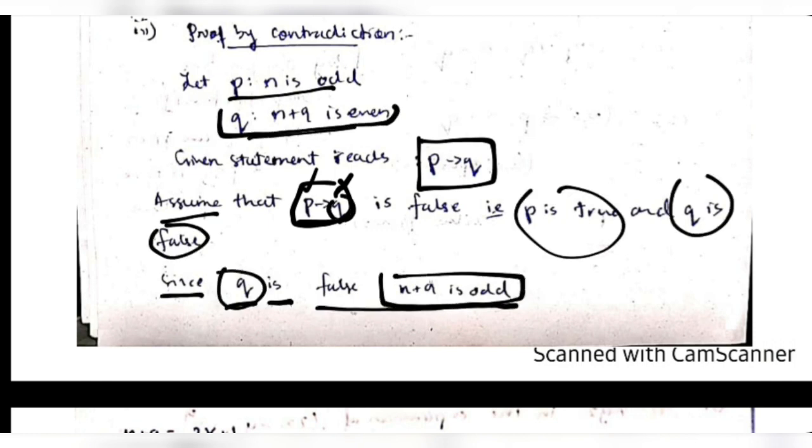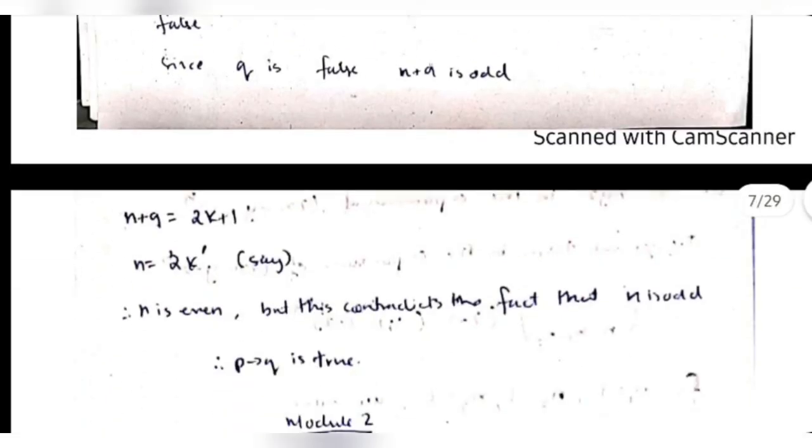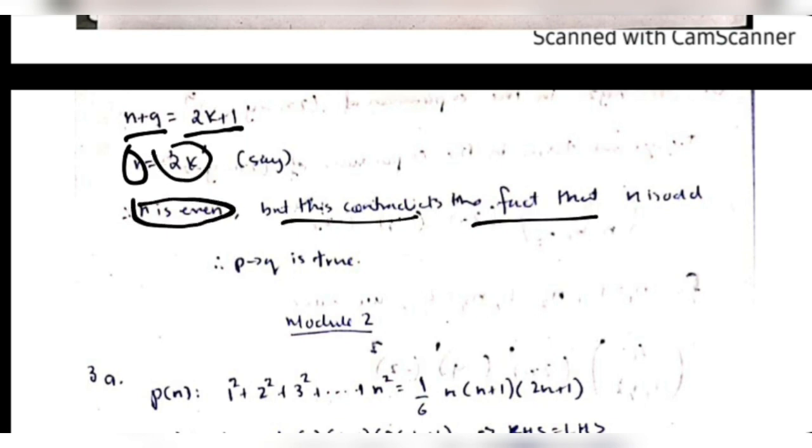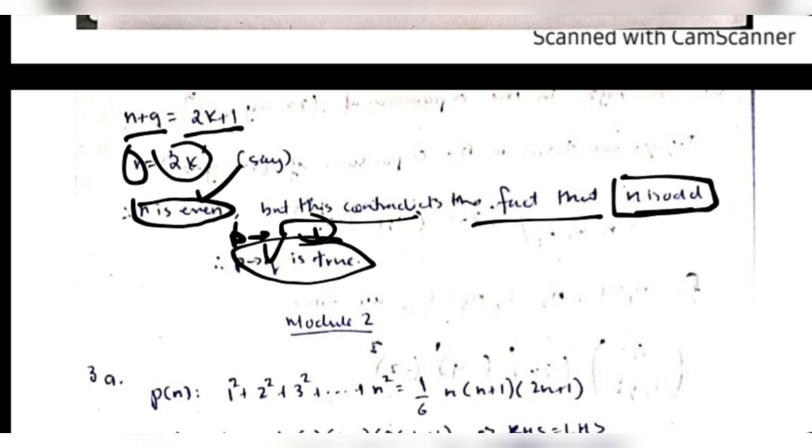The given q is n plus 9 is even, and since q is false, we are assuming n plus 9 will be odd. Okay, since n plus 9 is odd, n plus 9 can be represented as 2k plus 1. Okay, so n is equal to 2k dash. So n is even here, but this contradicts the fact that n is odd. We had assumed that n is odd, right? But we proved here that n is even. So q is true. Since q is true, p is 1, and q is also 1, which is true. Okay, so this is the proof by contradiction.